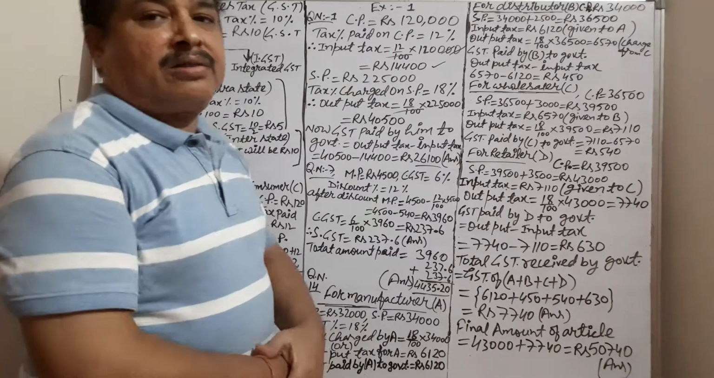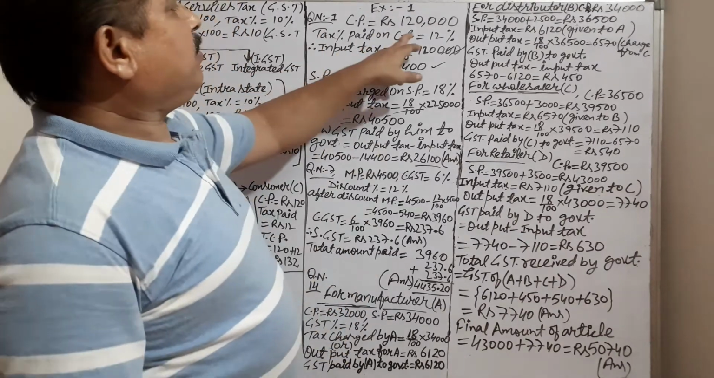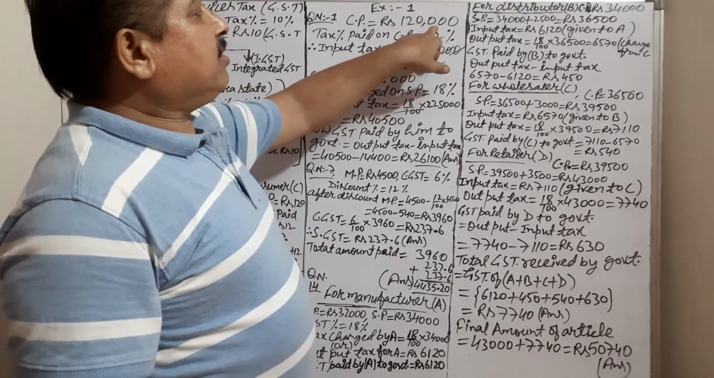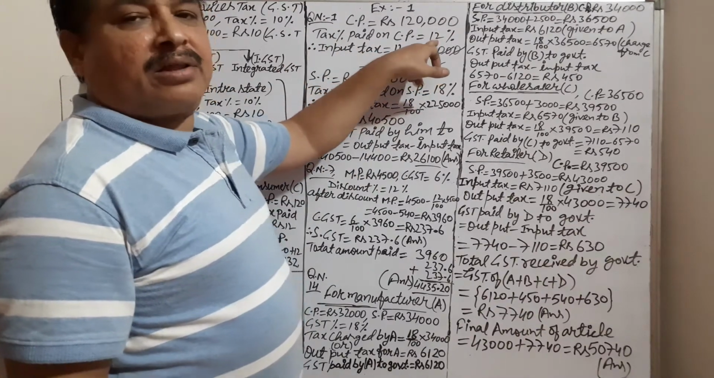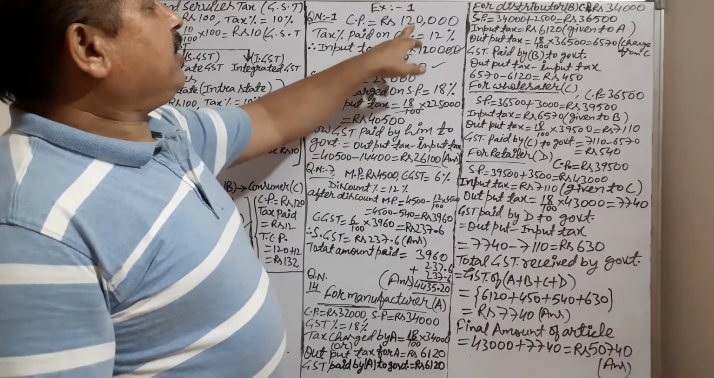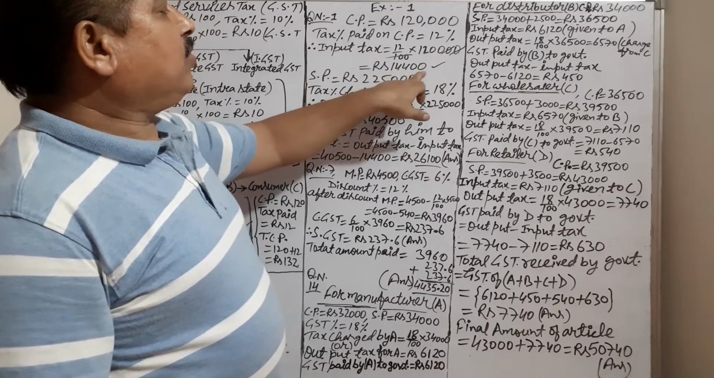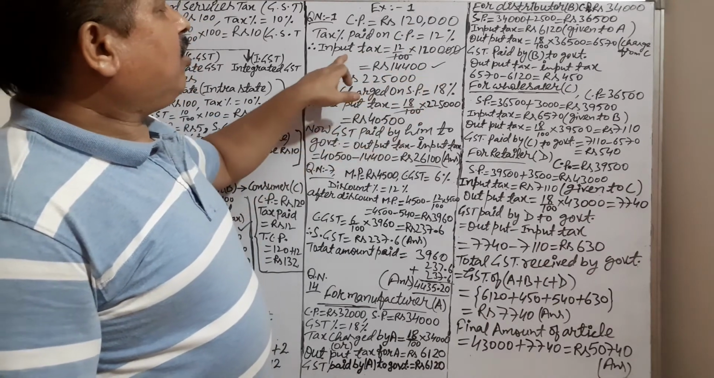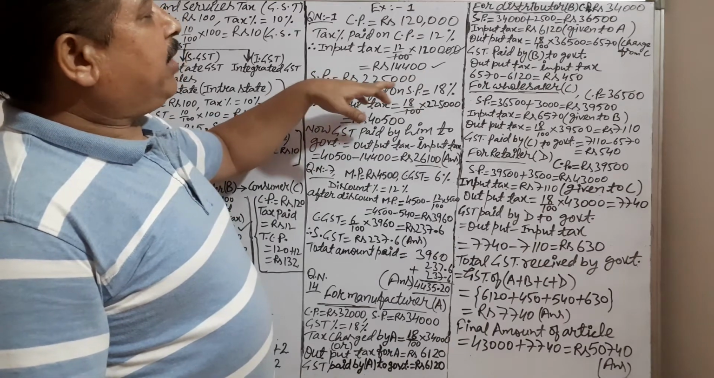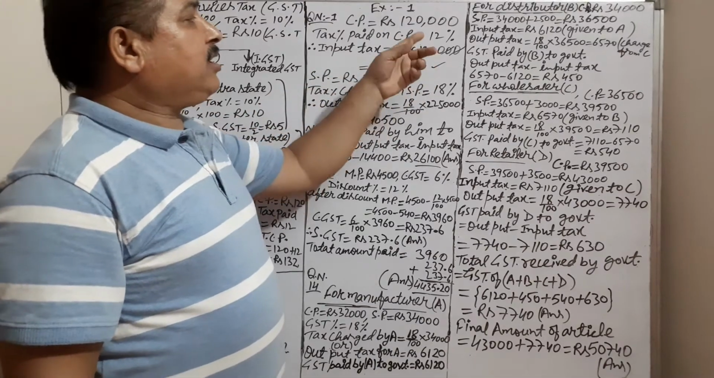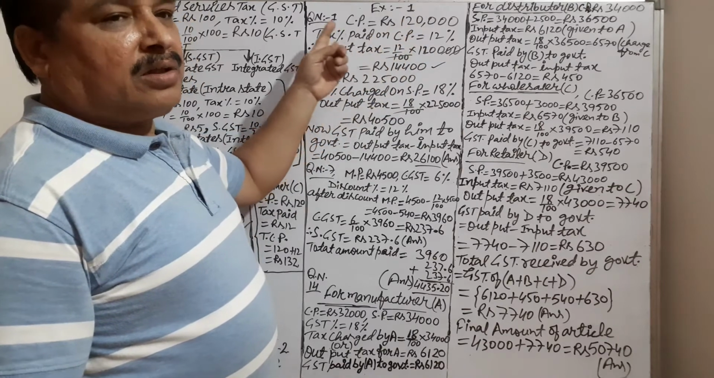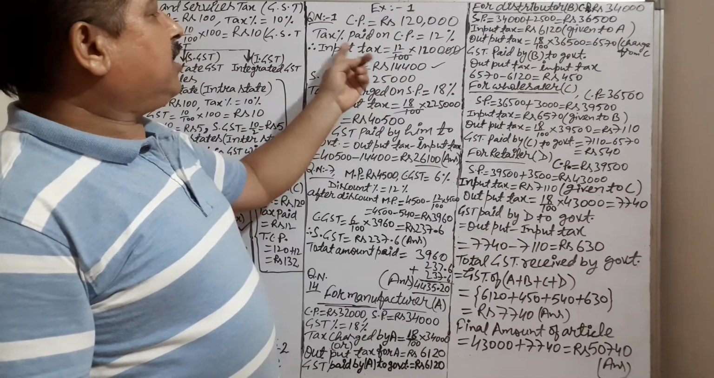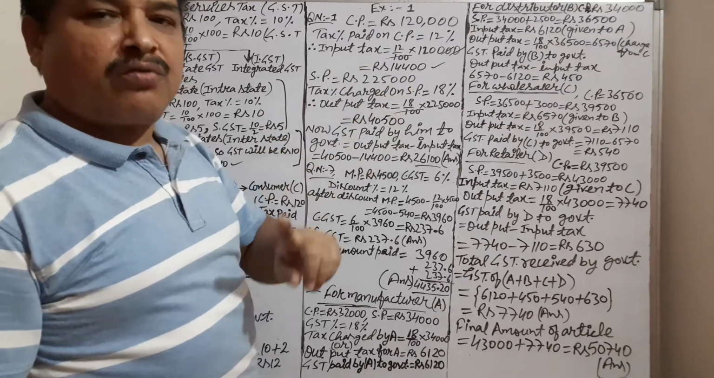Now see Exercise 1, Question number 1. Raw material cost is this one, and tax paid on raw material is 12%. So calculate 12% of this: 14,400. So this is called input tax, because the manufacturer will pay 12% tax on raw material. When the manufacturer pays the tax, that is called input tax for the manufacturer.